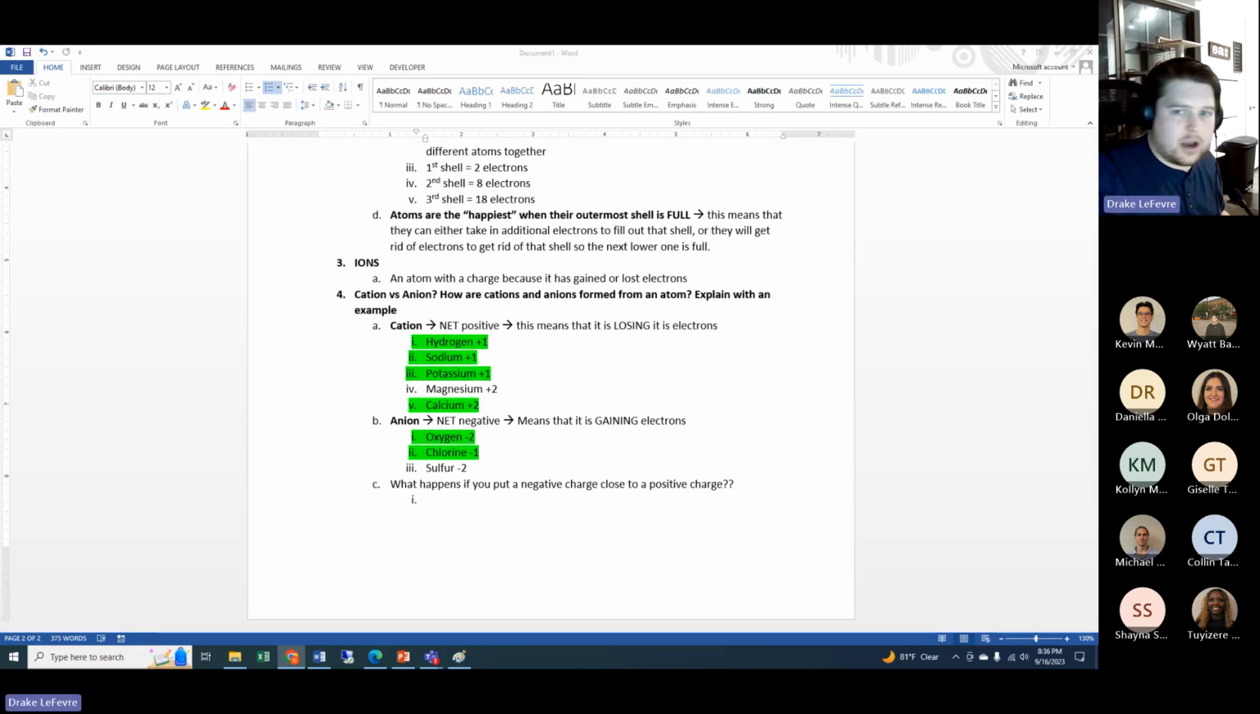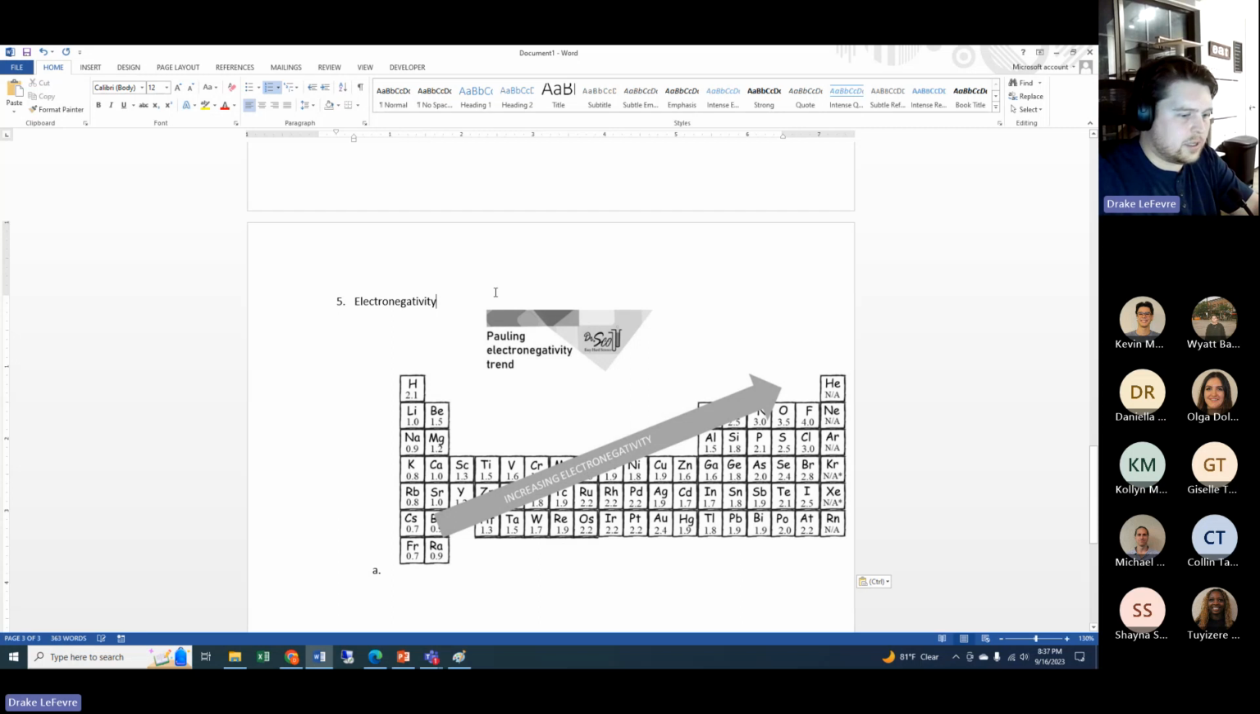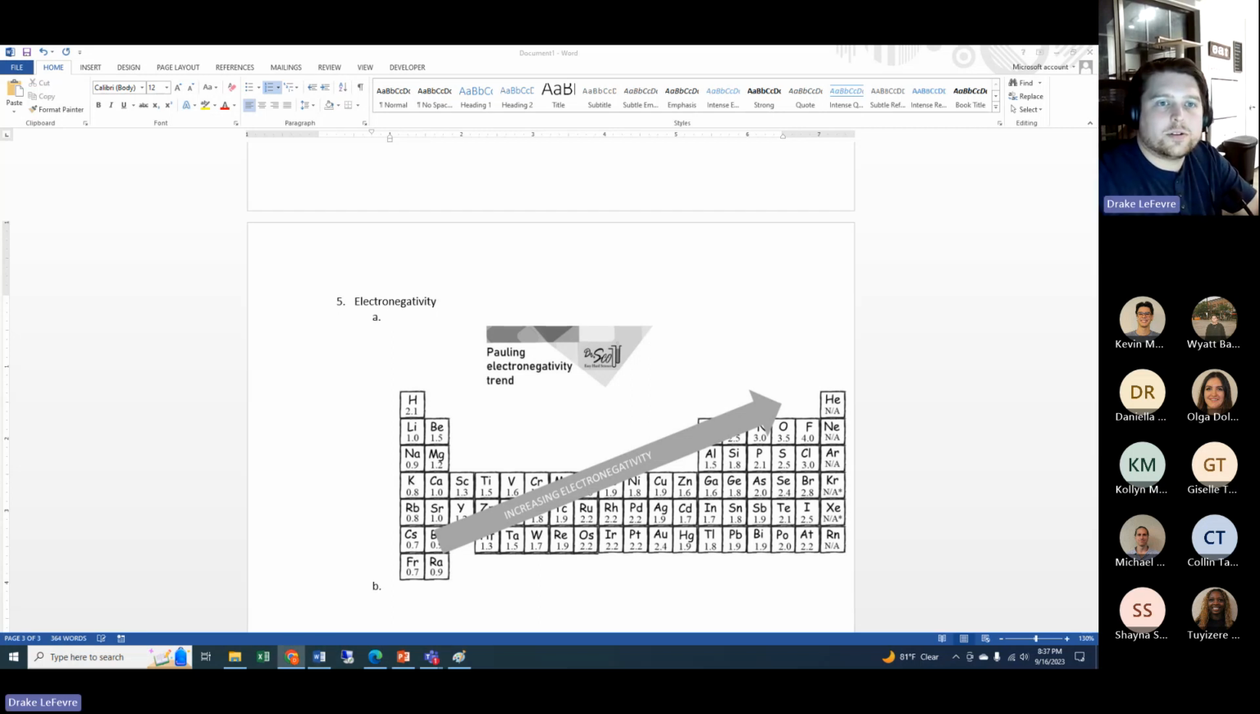Let me actually drop this picture in here. Electronegativity. Put that picture there, and also this definition, that way y'all have a beautiful little study guide.